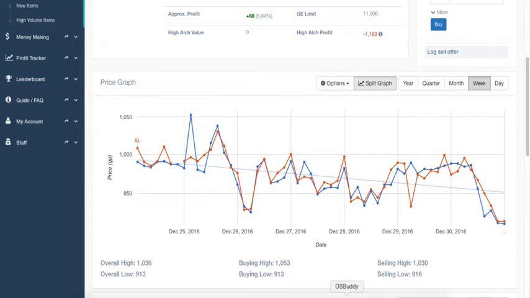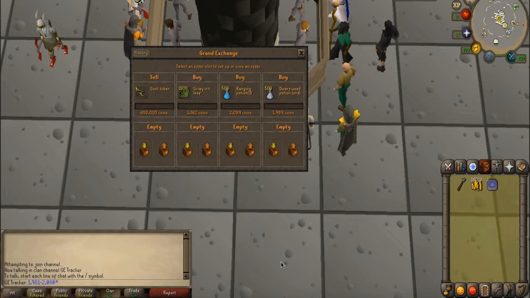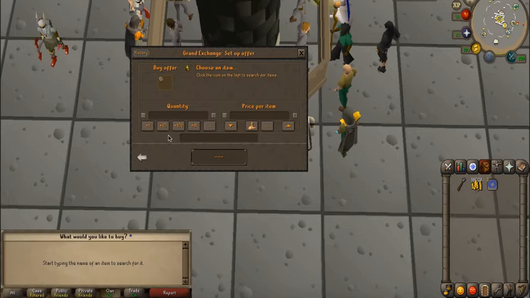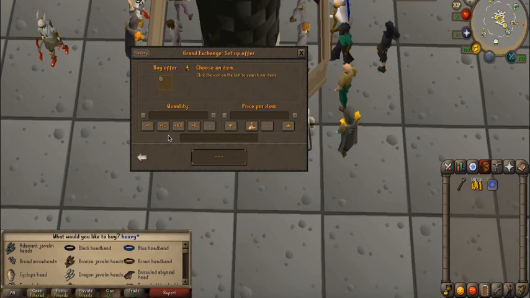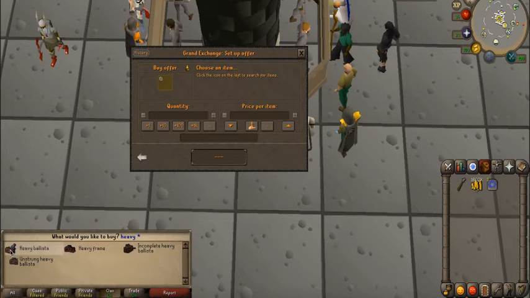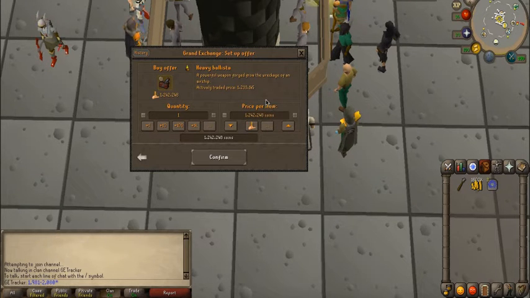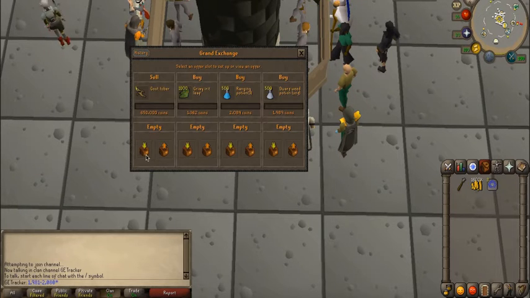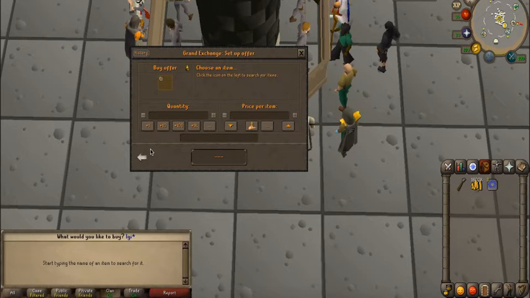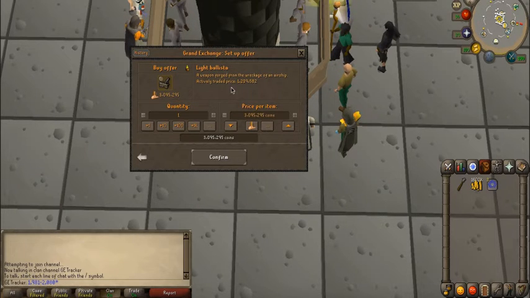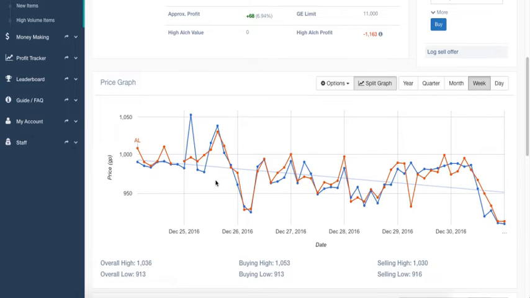The heavy ballista and light ballista have seen really heavy losses, I guess not a heavy loss, but just a big decline in their value. I remember when this thing first came out, people were trying to sell it for like 40 million, and now it's down to 1.2 million. And if we look at the light ballista, we're going to see that around 1.2 million is what it's actively trading at.